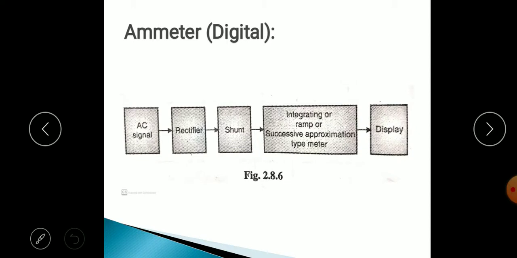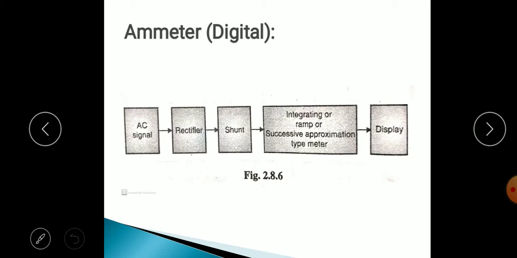Next one is the ammeter, which is the digital ammeter. It consists of an AC signal, rectifier, shunt, integrator or ramp or successive approximation type meter, and display. In this, the AC quantity is rectified using a diode bridge rectifier and AC is converted into DC. The DC is passed through a suitable shunt and the voltage drop across it is measured using the same technique as that of the integrating type voltmeter, ramp type voltmeter, or successive approximation type digital voltmeter. The display is calibrated in terms of current.